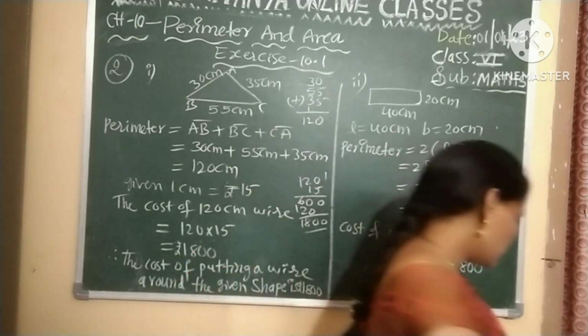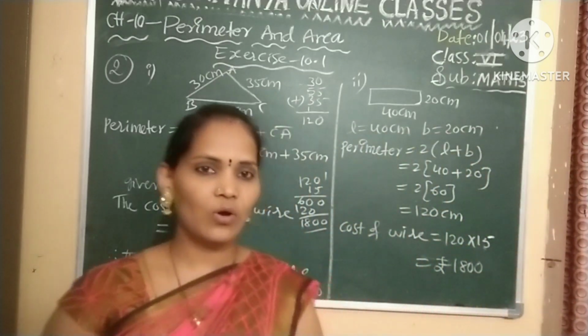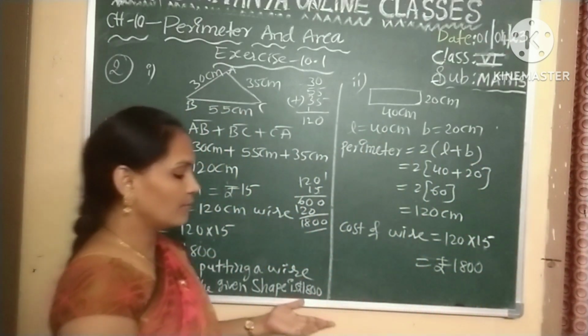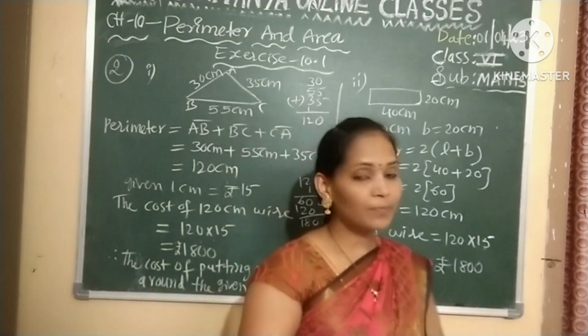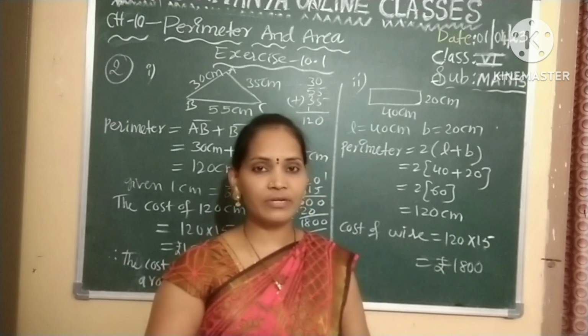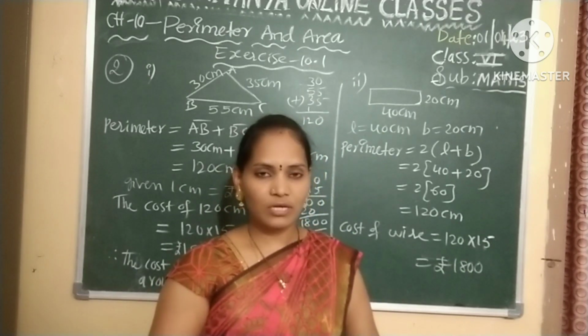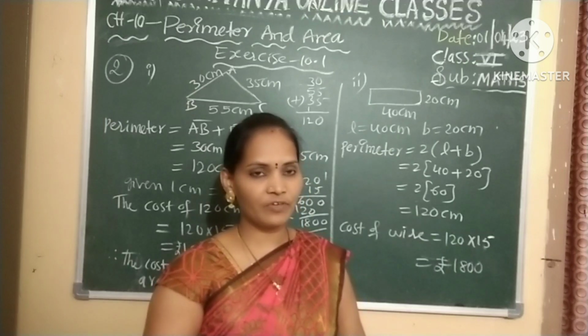Now, the next shapes are a square and a pentagon. Same. Okay. Perimeter of a square is 4 into side. Perimeter of a pentagon is 5 into side. Penta means five, so a pentagon is a five-sided figure. So 5 into side is the formula we should use.